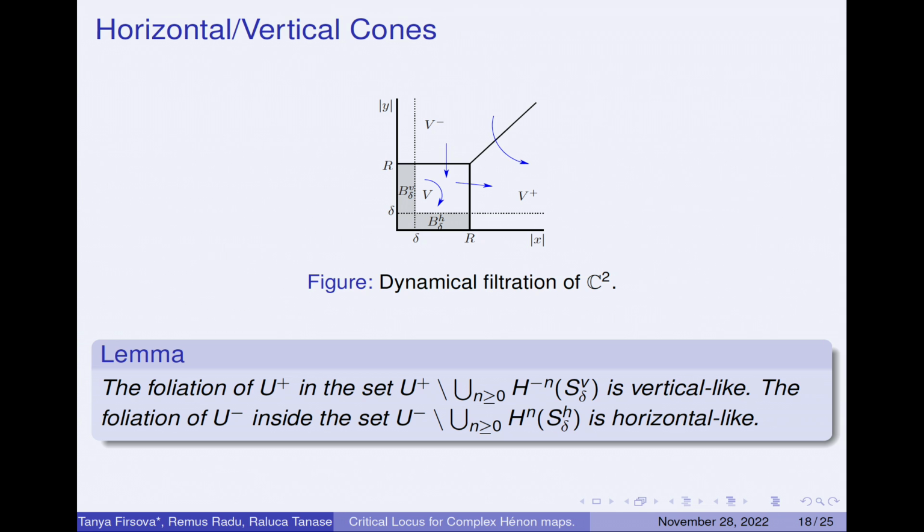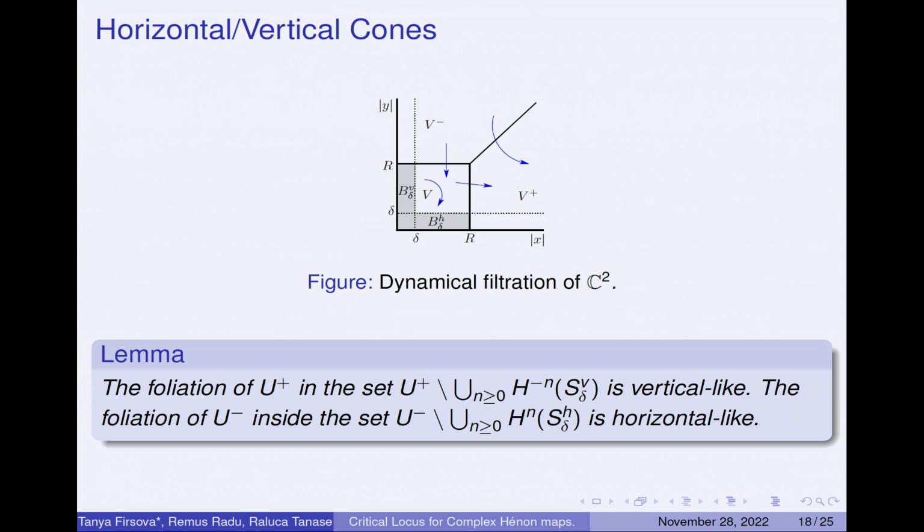So there is then a picture of the dynamical filtration, and SH delta and SV delta, these long strips of radius delta, it's something like 1 plus absolute value of 8 over 2. If we remove these strips and remove all of the pre-images and images, then outside we have, in U plus and U minus, we have cones.